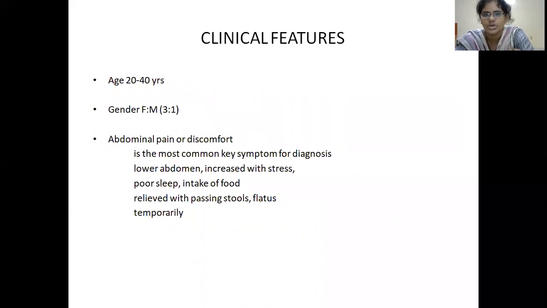This abdominal pain is more localized in the lower quadrant of the abdomen. It can be in the right iliac fossa, the left iliac fossa, or in the hypogastrium. The main feature of this pain is that it increases with stress and poor sleep, and after intake of food the pain also increases. What are the relieving factors? Like after passing stools or flatulence, but the relief of the pain is only temporary.